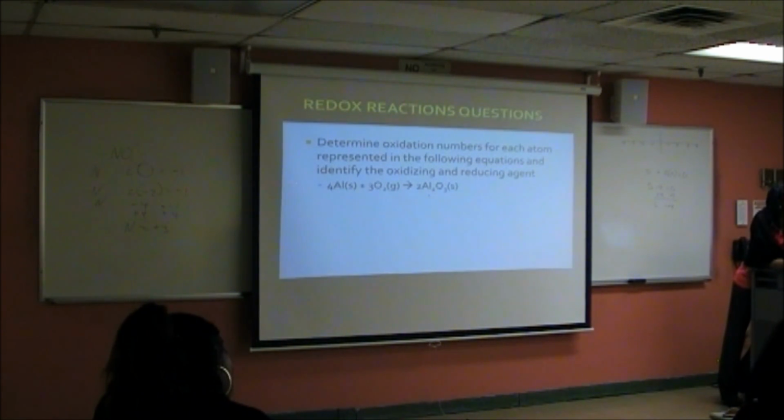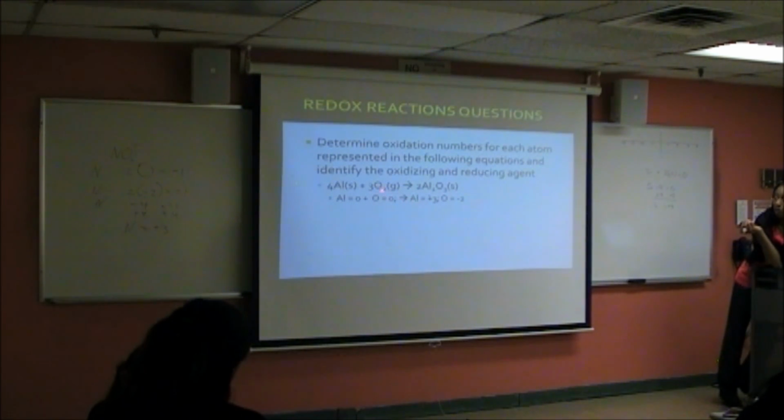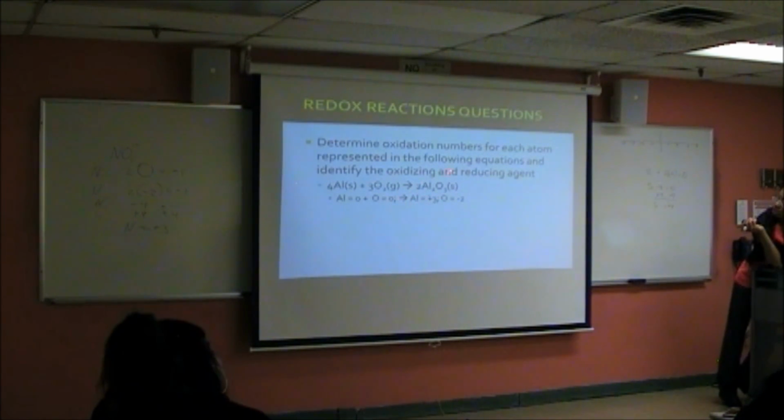Aluminum is +3 and oxygen is -2. For which one are you talking about? Go for the last one, O2 gas. Product side is 0. Right, this is also 0. Yeah, that's what I said. So therefore, aluminum is +3, oxygen is -2.